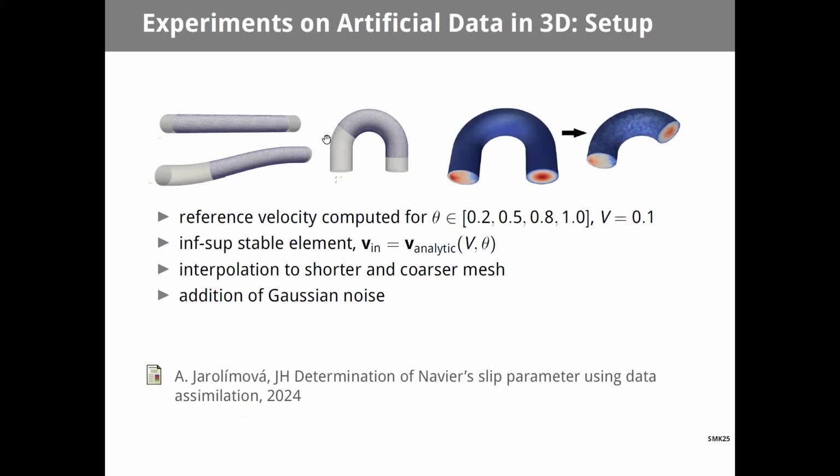So you take one of these three geometries, for example this one, the most difficult. Solve the Navier-Stokes. So you have some flow with some known theta. Then add some noise, make a shorter domain, and now try to fit the Navier-Stokes solution back to your original flow. So it's like artificially created data where you know which theta you use, so you know which theta you should recover or be close to. And this is mainly work from Alena Jeronimova.